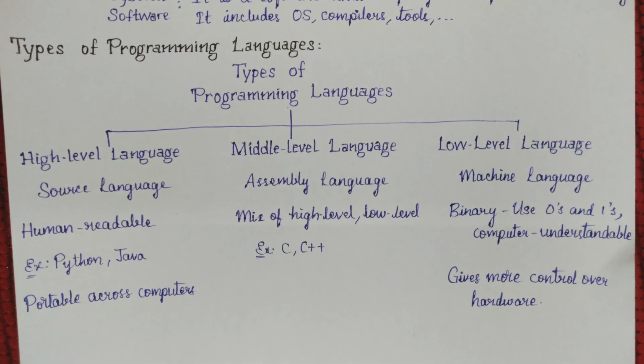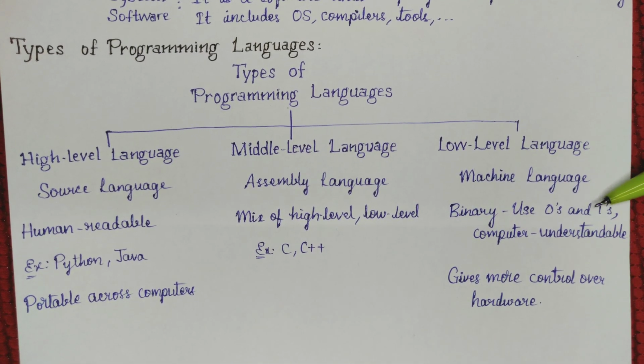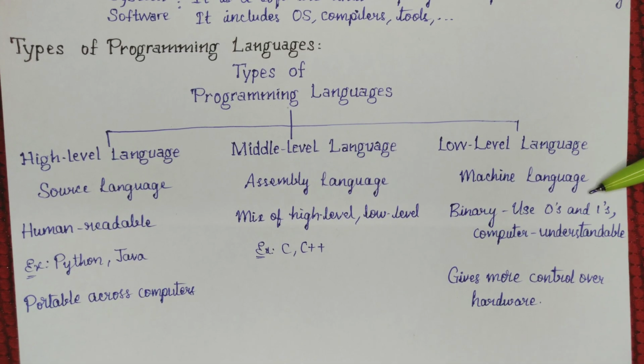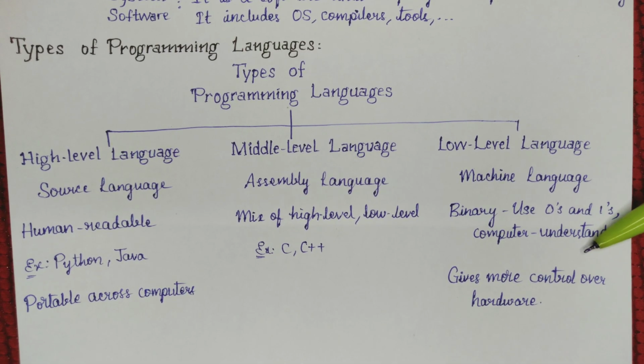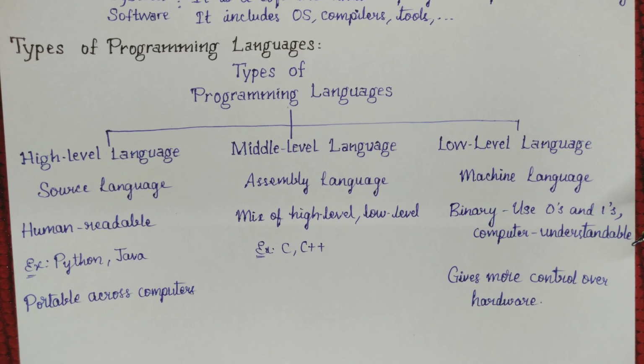And the next is the low-level programming language. This low-level programming language is close to the machine code and it gives more control over hardware, but it is harder for users to write. It will be in the binary language, that means in zeros and ones. We can develop system software using this low-level programming language. Basically, it is a computer understandable language.